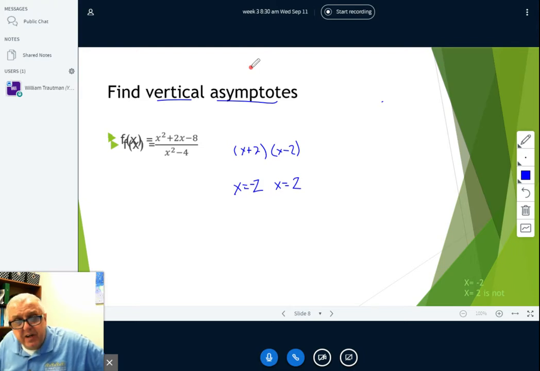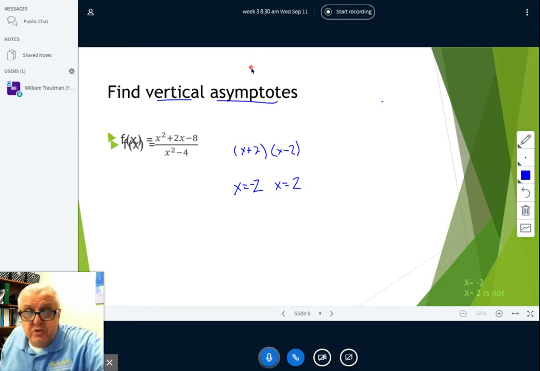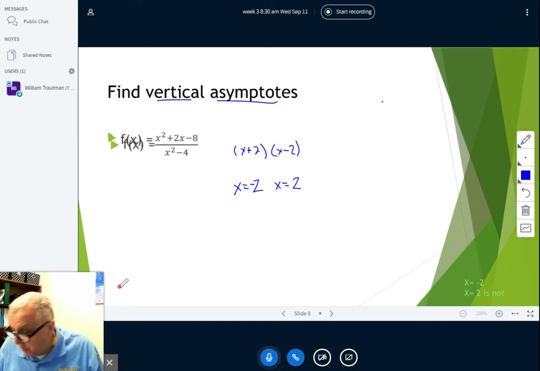Let's verify that. By the way, that's not a true statement. I know I don't have two asymptotes here, but I factored it out and it looks like I have two asymptotes. So let me type this into my calculator so we can see it and then we'll talk about it. x squared plus 2x minus 8 divided by x squared minus 4.